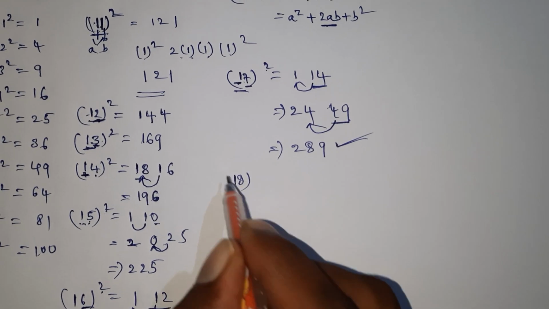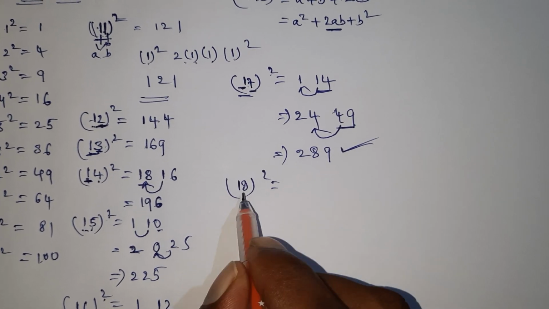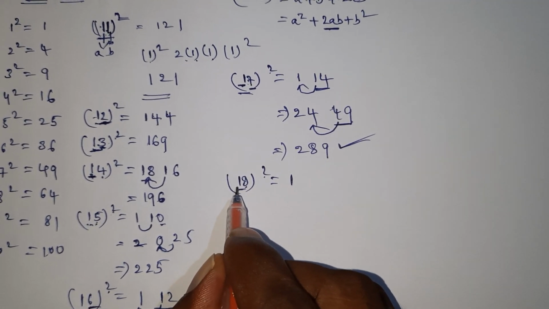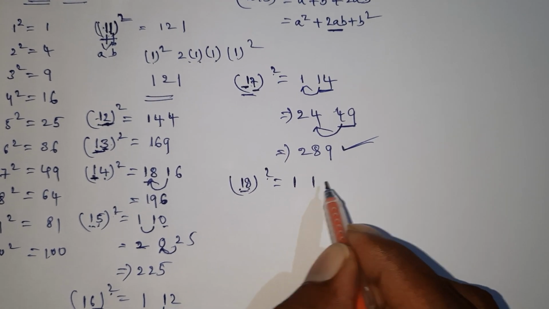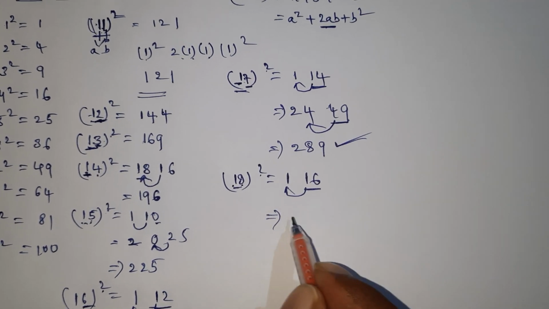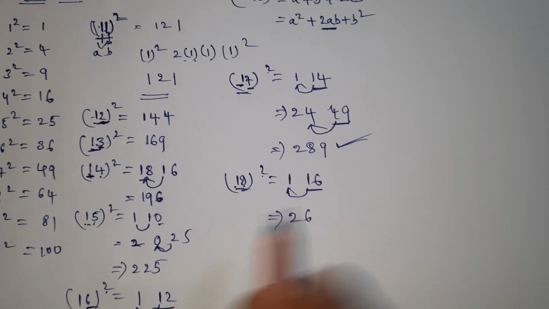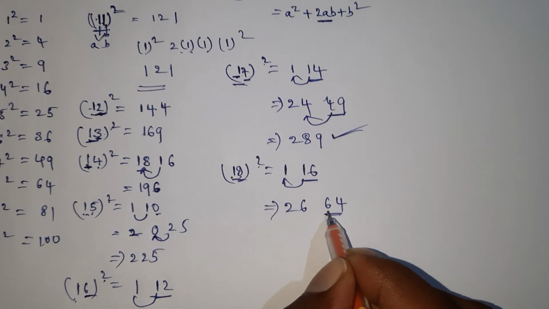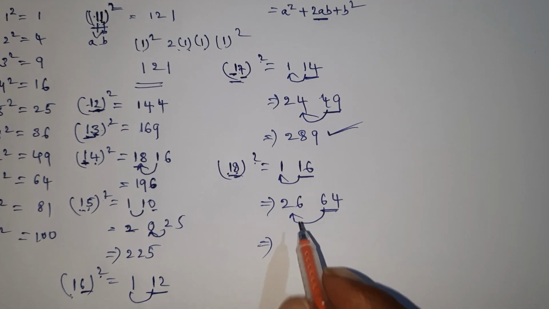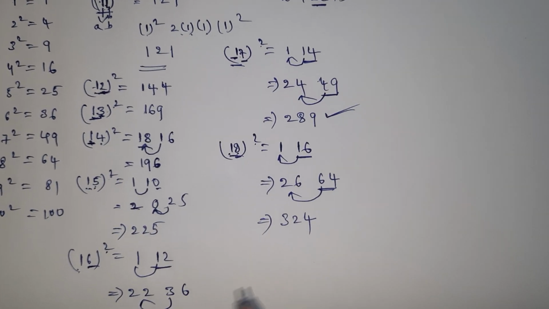And 18 square. 18 square means again do the same: a square 1 and 2ab, 2 into 8 is 16, 16 into 1 is 16, keep 16. In this 16, 1 is carry, this 1 is added to the 1, so 2. Now this 6 is written like this. And 8 square 64. In this 64, 6 is carry, this 6 is added to 26, so 32. Now again keep 4 like this: 324.